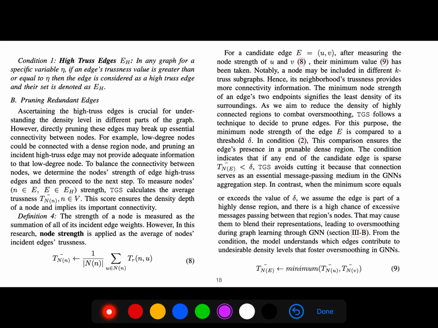And high truss edges, pruning redundant edges. The strength of a node is measured as the summation of all its incident edge weights. However, in this research, node strength is applied as the average of a node's incident edges' trussness. For a candidate edge E, after measuring the node strengths, the minimum value is taken.